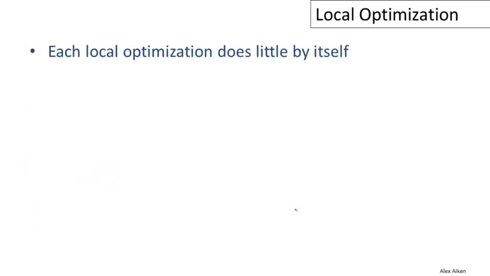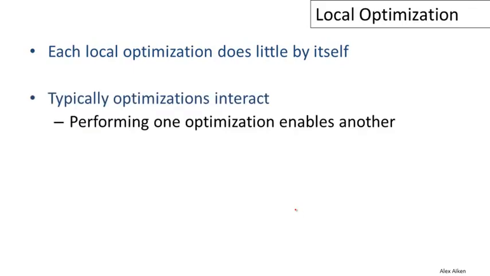Now, each local optimization actually does very little by itself. And some of these transformations that I presented actually don't make the program run faster at all. They don't make it run slower either, but by themselves, they don't actually make any improvement to the program. But typically, the optimizations will interact. So performing one optimization will enable another. And we saw this in the little example that I did a few slides ago.